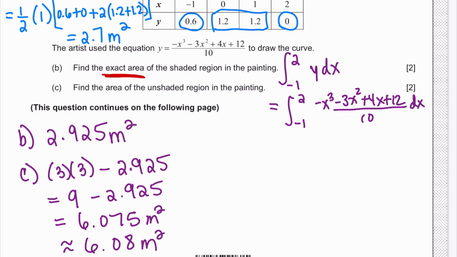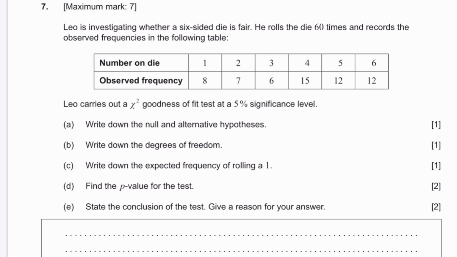So number 7, Leo is investigating whether a 6-sided die is fair. He rolls the die 60 times and records the observed frequencies in the following table. Leo carries out a chi-square goodness of fit test at a 5% significance level. Write down the null and alternative hypotheses. That is only 1 mark for both of them.